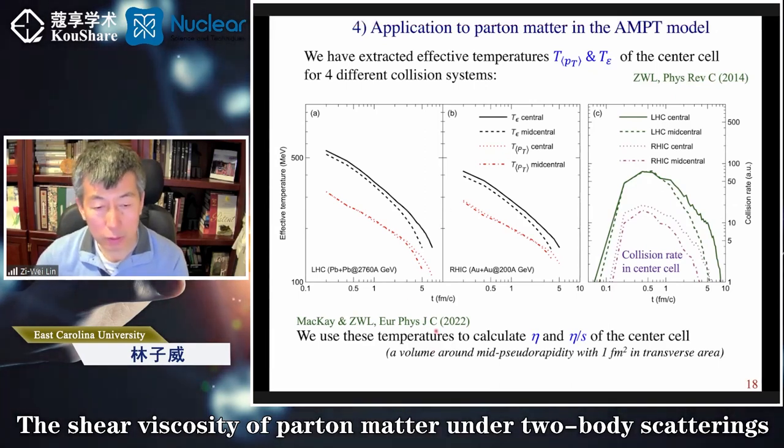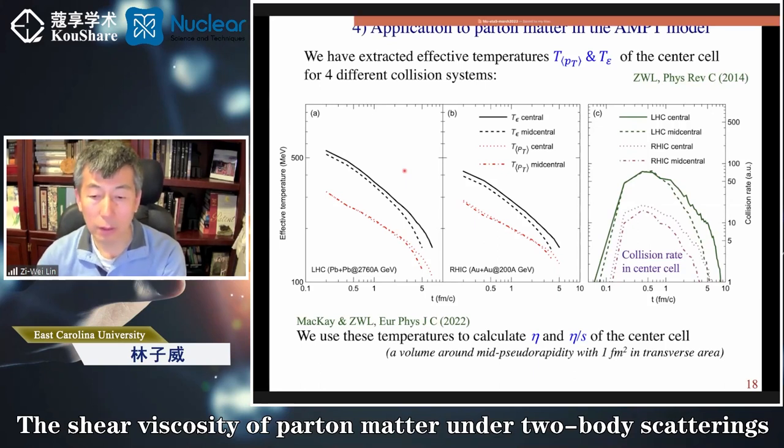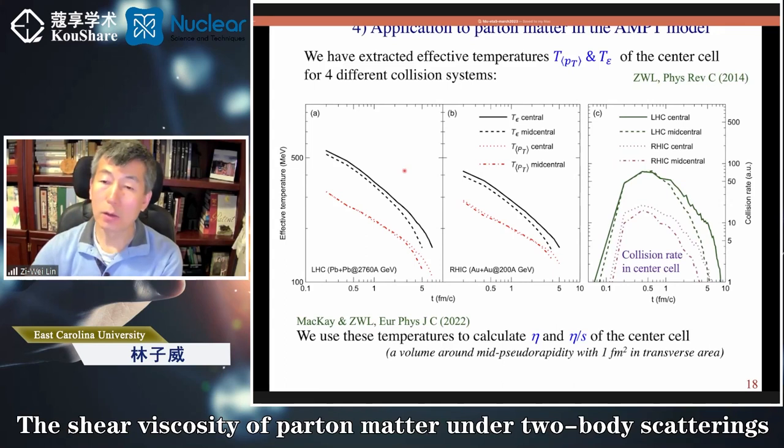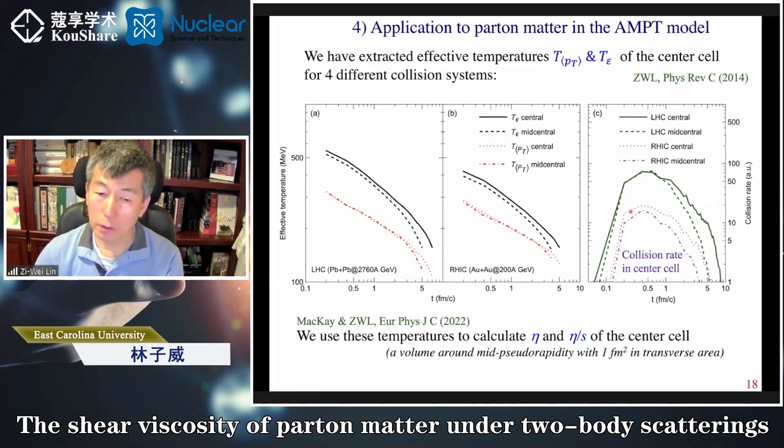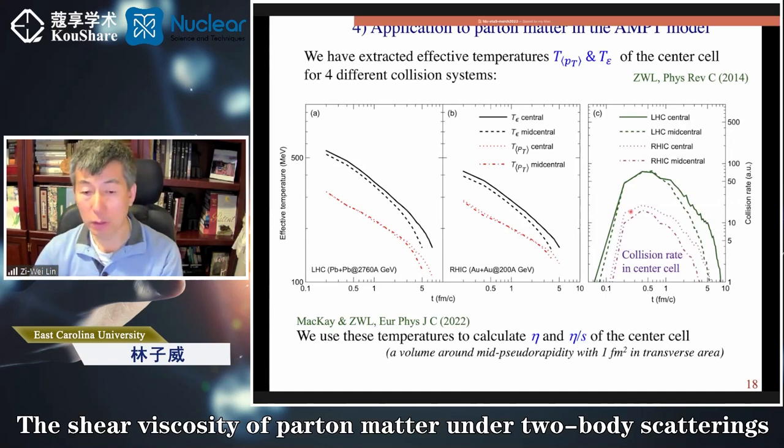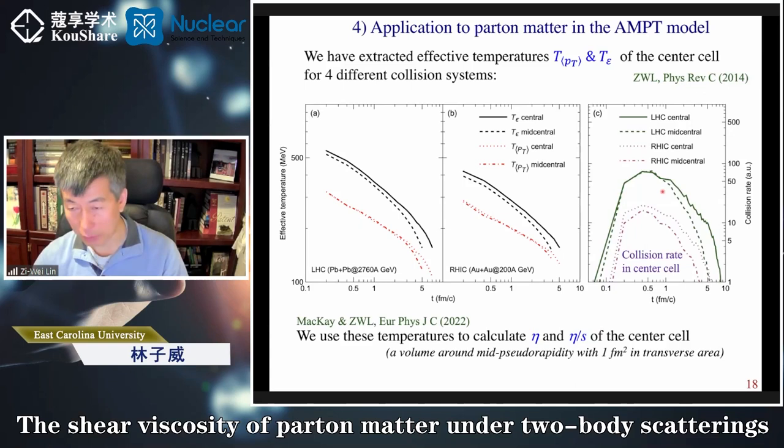And in this recent study, we will use these effective temperatures to calculate eta, or eta over s, of this center cell. And for the time average, we will average the eta over s with the collision rates. And here on panel C, this is the plot of the collision rate in the center cell versus time.